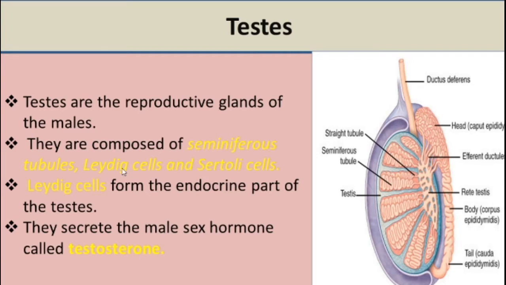The Leydig cells are part of the endocrine gland. Leydig cells form the endocrine part of the testis, and the Sertoli cells are the supporting cells of the seminiferous tubule. They give nutrients to the sperms. That is the Sertoli cells. The Leydig cells form the endocrine part; they secrete the male sex hormone called testosterone. Testosterone is a male sex hormone.